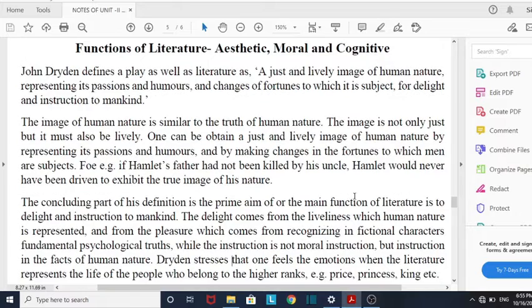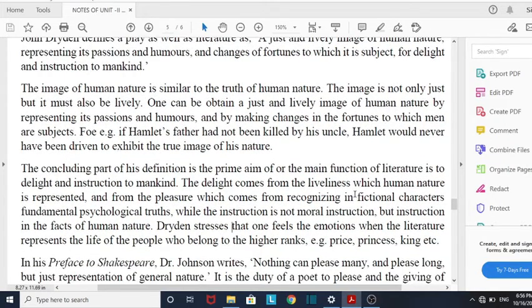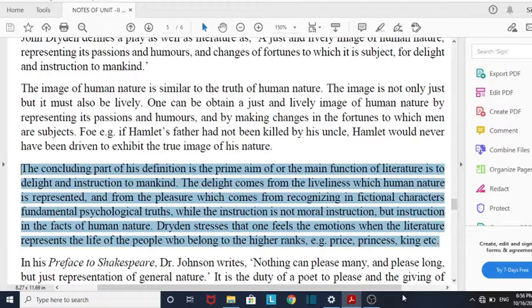So here you can read out this part of the notes. I'm just darkening it, and you can see here the concluding part of this definition. Okay, that is a very important part. The concluding part of his definition is the prime aim or main function of literature. So what is the main function of literature? It is to delight and to instruct mankind. That is very important. So where will the delight come from?